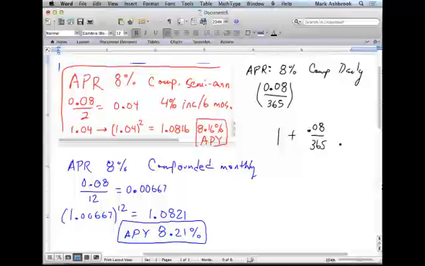Yeah. And what are we going to do to the daily growth factor to get the annual one? And we get 1.0832, which means 8.32%. Again, compound more often, the cumulative effect is a little bit better.